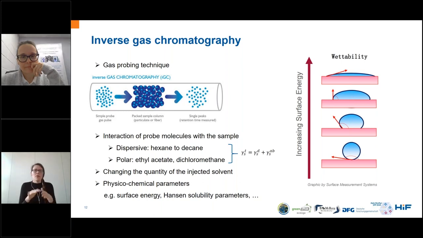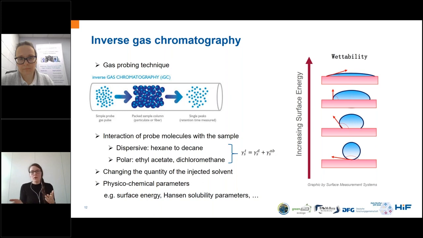For the surface energy, we have a total surface energy of the particles, but the total surface energy is made up of a dispersive component and a polar component. In order to analyze or obtain those two different components, we use different probe molecules. For the dispersive part, we usually use alkanes. The common ones would be, for example, hexane, heptane, octane, nonane, decane.